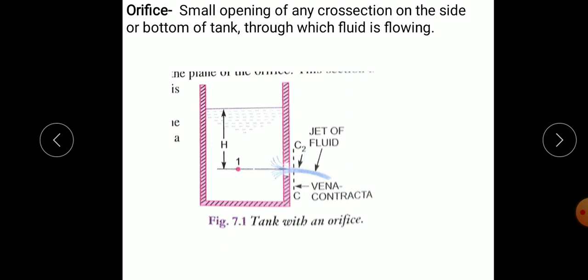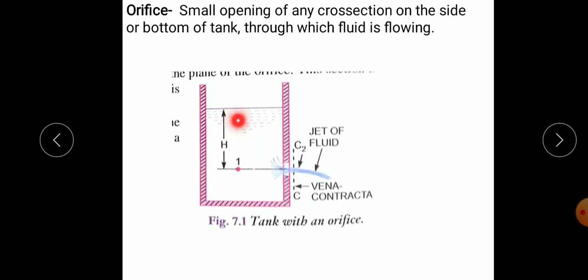Here we have a tank. In it the water head is H. This head H of the water is measured above the center of the orifice. The cross section here is taken as C2. As the water flows through the small opening, some pressure head is available, the pressure head being P by rho g.